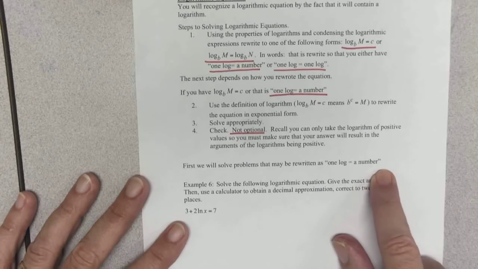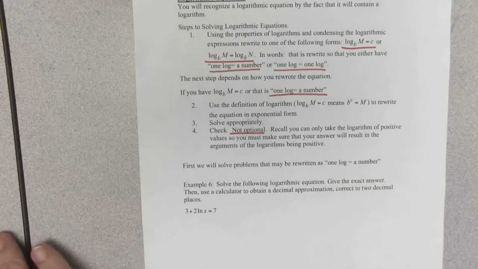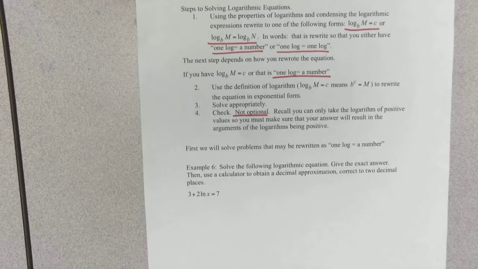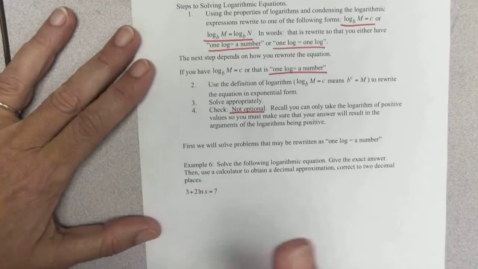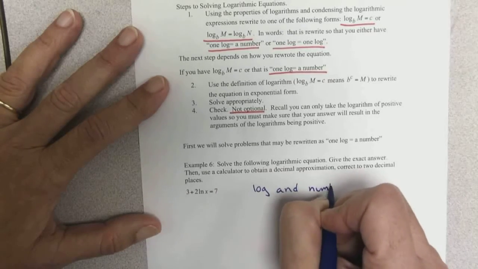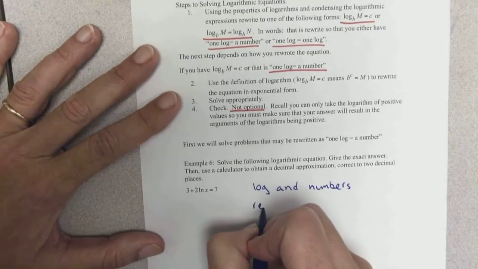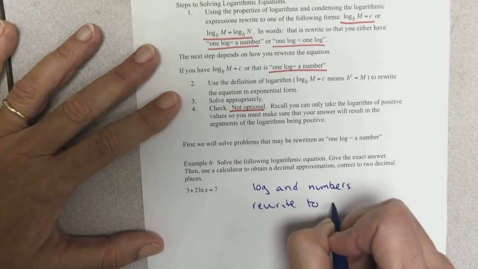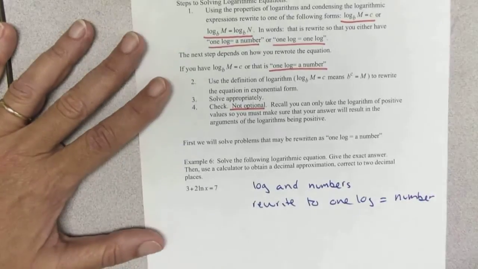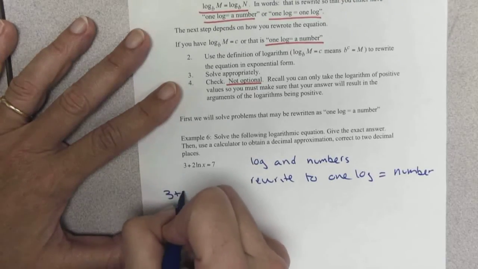Okay, so we're going to solve this first type here. 1 log equal a number. So, solve the following logarithmic equation, give the exact answer, then use a calculator to obtain a decimal approximation correct to 2 places. Okay, I can see that it is a logarithm equation. It's a natural log in this equation, but I've got a log and numbers. That's all I've got. So let's rewrite to 1 log equals number. So that's not going to be too hard.